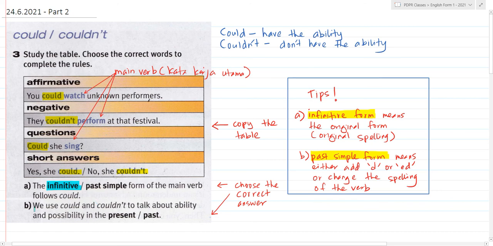Alright, then the second rule, we use could and couldn't to talk about ability and possibility in the past. If the present, you use can or can't, right? But for the past, you use could or couldn't. Okay, that is the explanation for part 3.